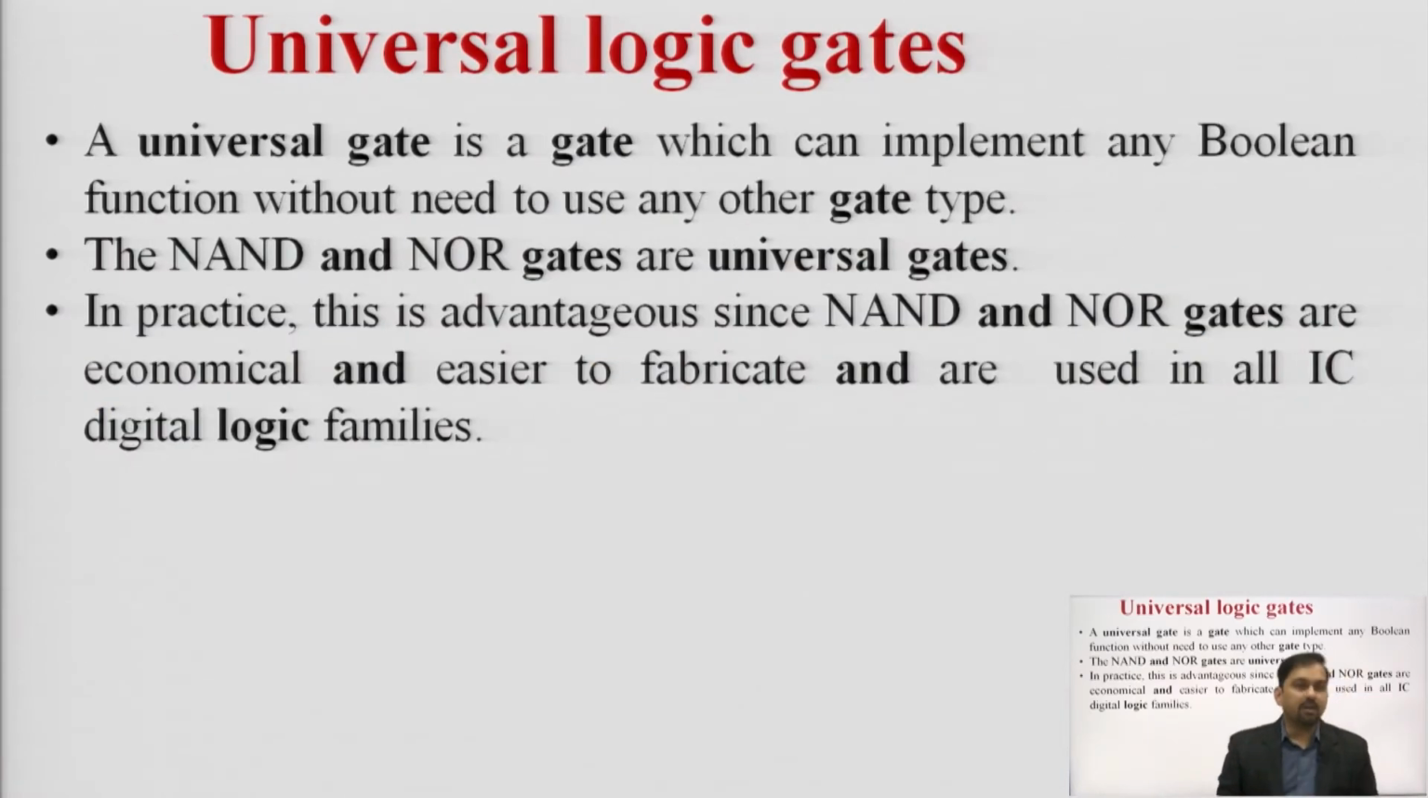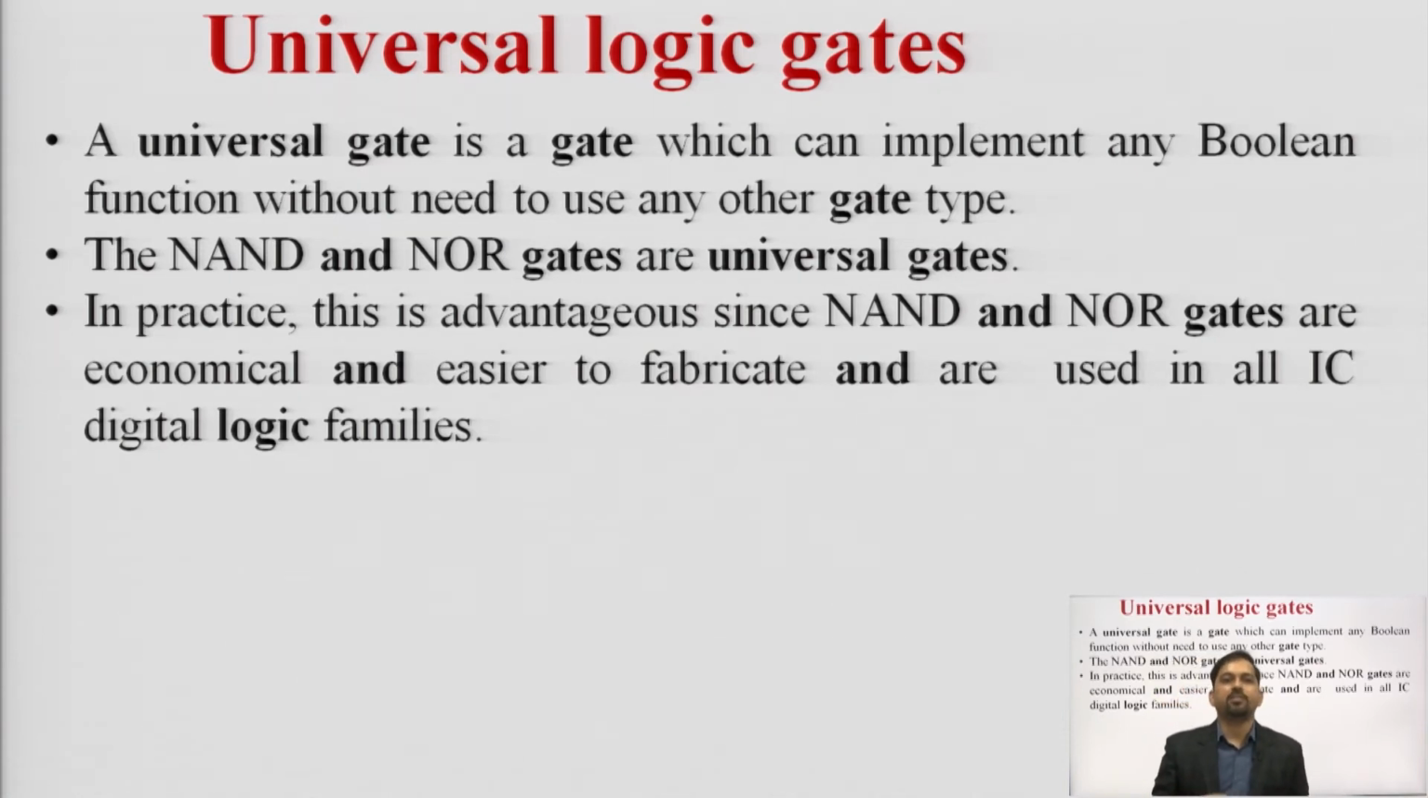So after this we have the definition for universal logic gates. A universal logic gate is a gate which can implement any Boolean function without the use of any other type of gate. So we have the NAND and NOR gates as universal gates. In practice these gates have some advantages: they are economical to use, easy to fabricate, and are definitely used in the IC digital logic families.